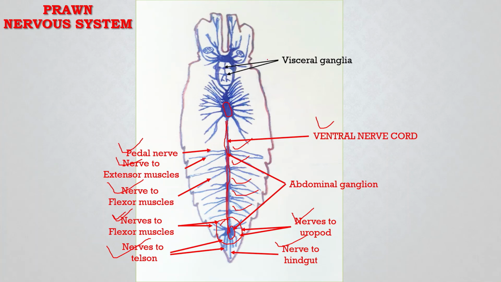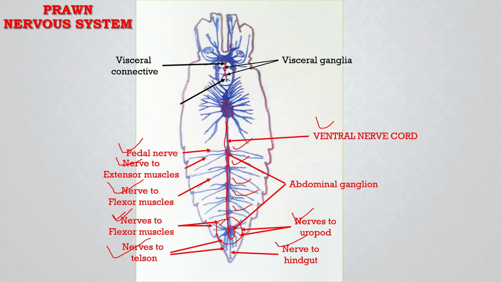ganglia. These visceral ganglia lie on the posterior side of the brain, one behind the other, the first ganglion and the second ganglion, towards the posterior side of the brain. The visceral ganglia connect with the brain with the help of a connection called the visceral connective.